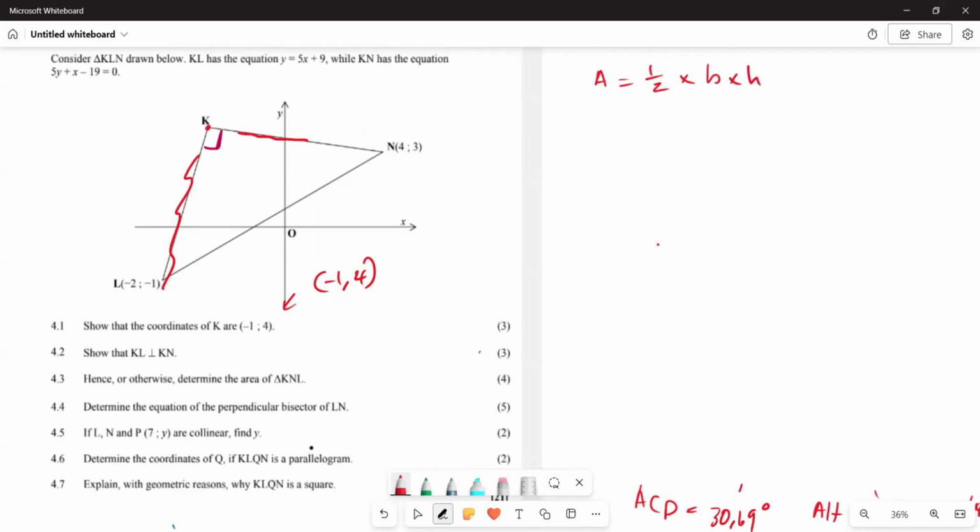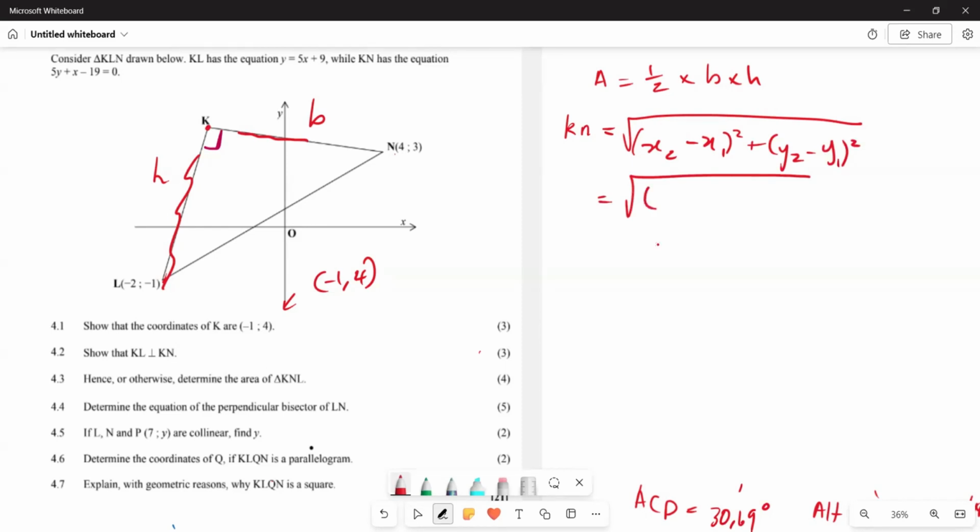And now that you have that, what can you do from here? Now you can simply calculate the length of KN and the length of LK. So this is going to be your height and this is going to be your base. Let's look at the distance of KN first. What is going to be your distance of KN? Obviously, for distance, use the distance formula: x2 subtract x1, squared, plus y2 subtract y1, squared.